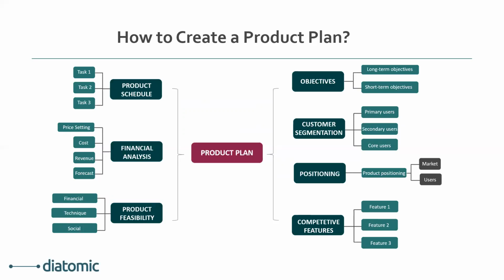Therefore, in order to create a product plan with mind maps, the components of a product plan should be known. Objectives. For a product manager, setting objectives is of vital consideration. So what you set should be touchable and sustainable for the long-term development of the company and of the product.